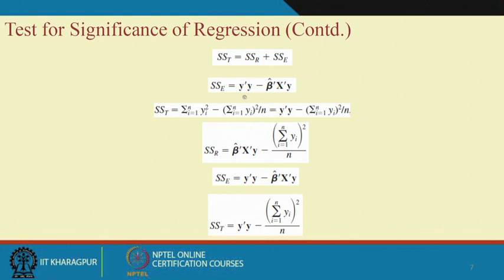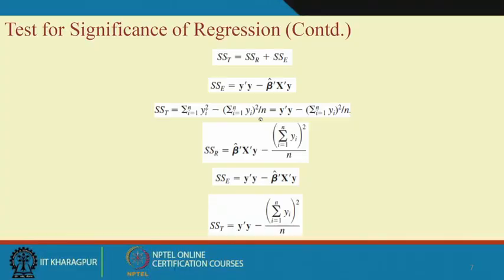Here y transpose y, when it is mean subtracted, that is the formula, but otherwise, SST is the sum of yi square minus this quantity. Similarly for SSR, this will be subtracted, and SSE is y transpose y minus this, and SST equals y transpose y minus (sum of yi) square by n. That is what we have seen.